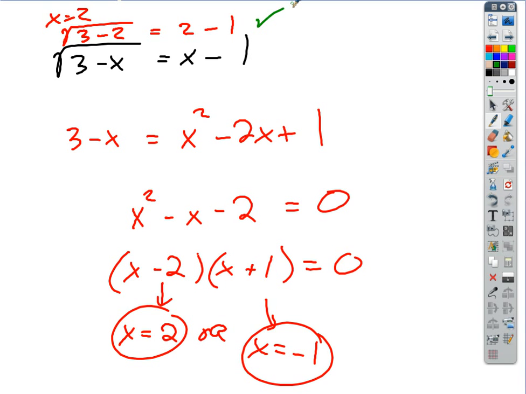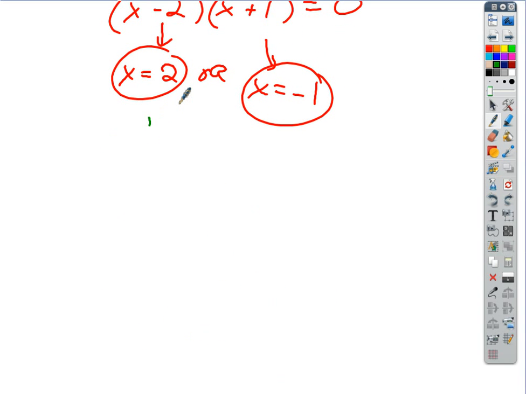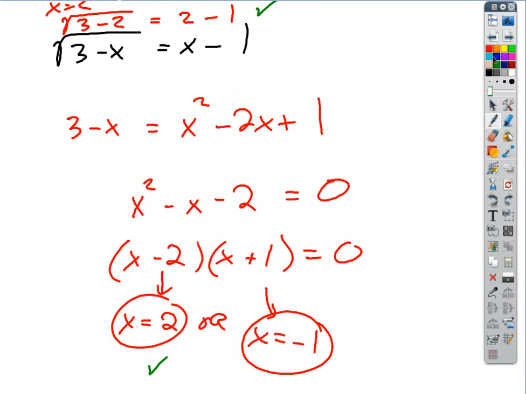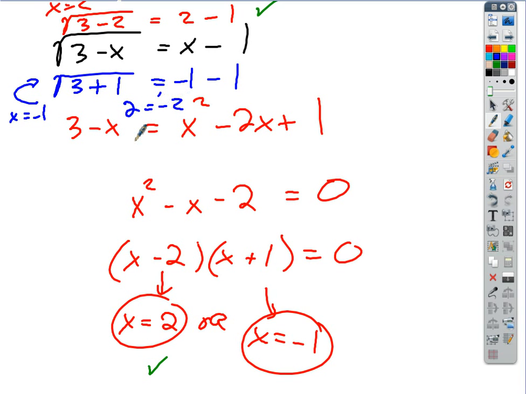So let's try the other one. What about negative 1? If I plug negative 1 in there, I'm going to get the square root of 3 minus negative 1 equals negative 1 minus 1. Is that true? Doesn't work. It's not equal. I get 2 equals negative 2, right? And that's not true. So that one was extraneous.